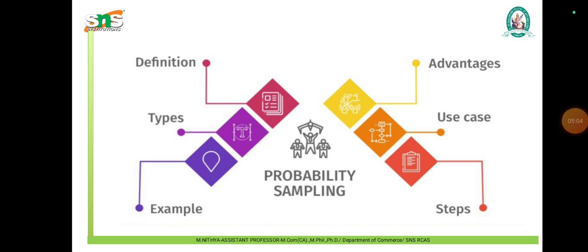The final one is the cluster sampling method. Cluster sampling also involves dividing the population into subgroups, but each subgroup should have similar characteristics to the whole sample. Instead of sampling individuals from each subgroup, you randomly select entire subgroups. This is called cluster sampling.